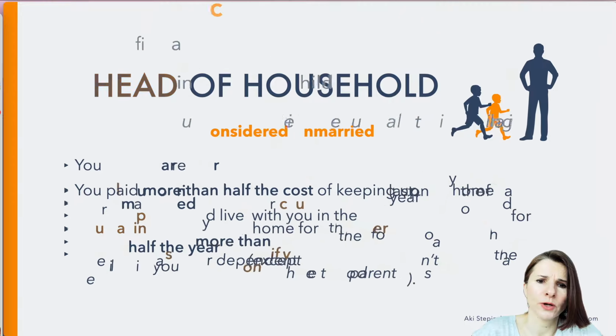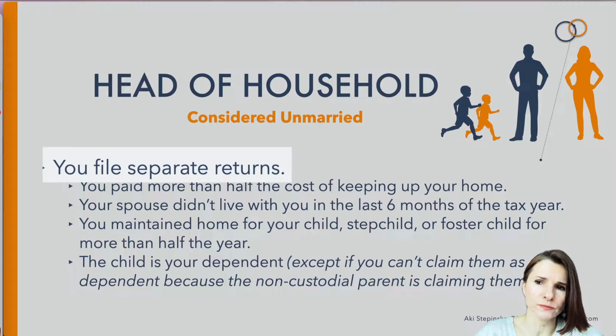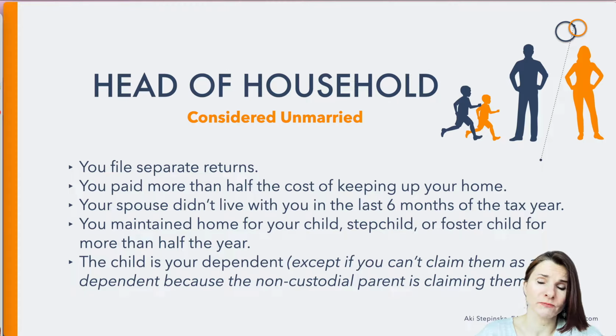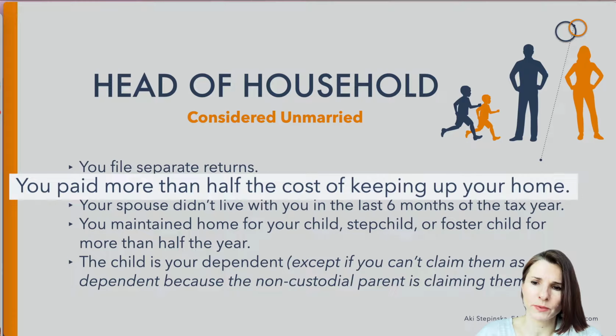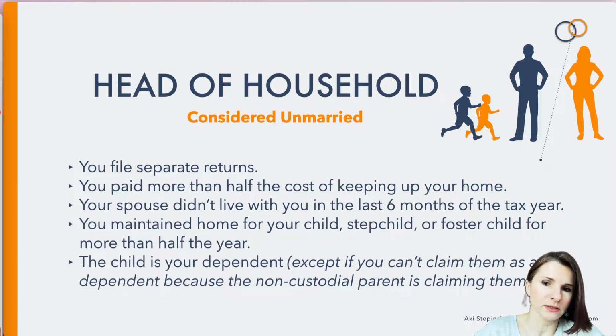So what does it mean when we say considered unmarried? Unmarried, that's simple enough, but considered unmarried? Considered unmarried for head of household filing status, it means you have to file separate returns. So you're married, but you're not filing together. You yourself have to pay more than half the cost of keeping up the home. And the spouse could not live with you in the past 6 months. So you can't live with your spouse for the past 6 months. So from July 1st on, you could not live together.